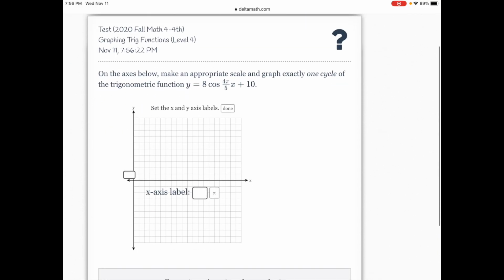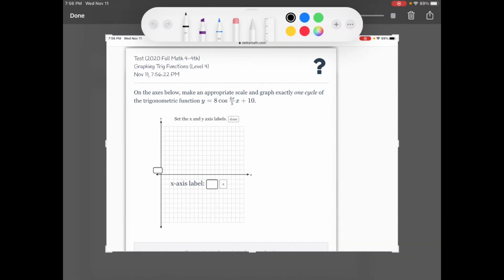So looking at this problem for level 4, we've got to identify quite a bit of information. So we know that the midline is going to be at 10. All right, so I'm going to kind of go ahead and go through this. So the midline is going to be at 10. The amplitude that we're going to have is going to be the absolute value of A, which is going to be 8 units. So we know we're going to go 8 units above 10, 8 units below 10. And then we also need the period.